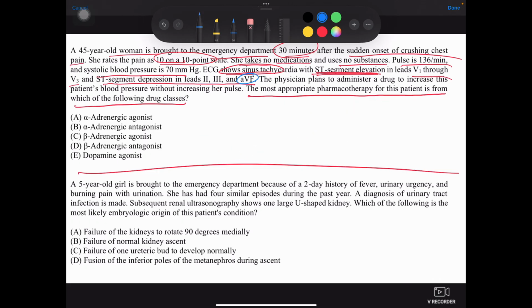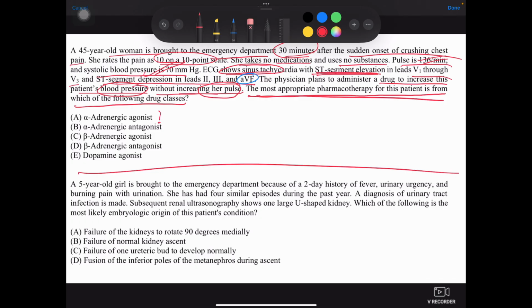Okay, the physicians plan to administer a drug to increase the patient's blood pressure. Of course, the blood pressure is very low, without increasing her pulse. That also makes sense because the pulse is high. The most appropriate pharmacotherapy? Okay, so let's eliminate here. Let's start from A, alpha adrenergic agonists. Yes, it will increase the blood pressure and it will reflexly decrease the pulse, slow the heart. This can be the correct answer.